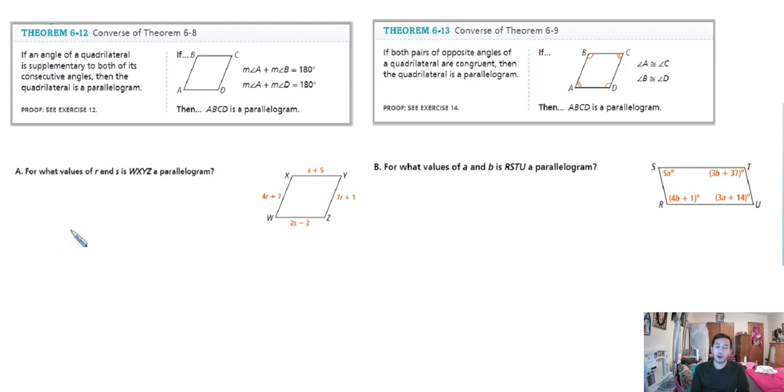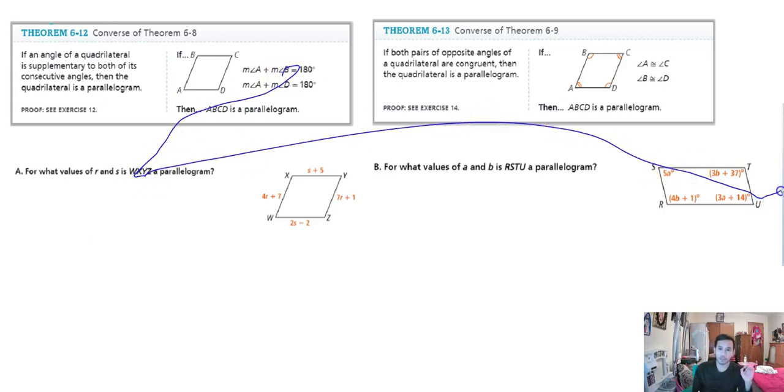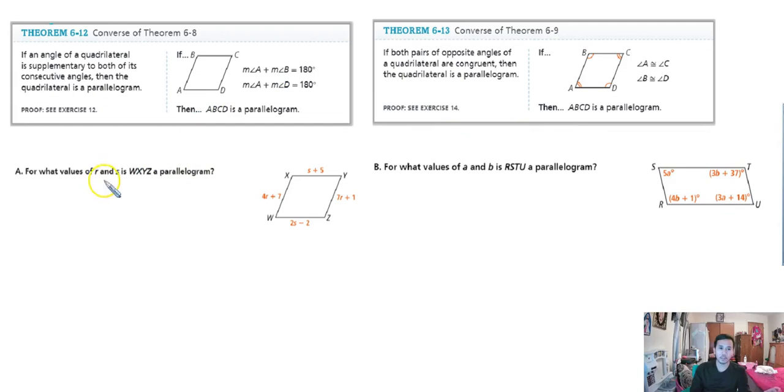For what value of R and S is quadrilateral WXYZ a parallelogram? We're looking for the value of R and S. Let's start with WX and YZ.